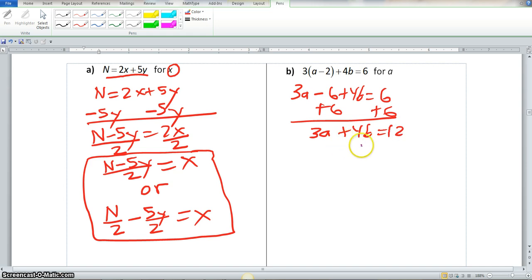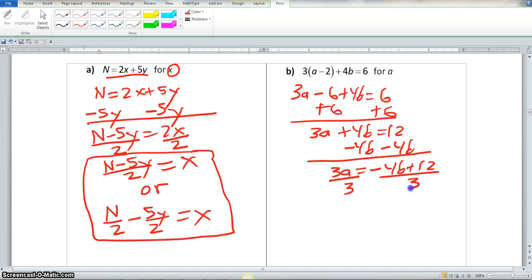Now again, we're trying to get a by itself. So we would subtract 4b on both sides. So we would have 3a is equal to negative 4b plus 12. Now we would divide each side by 3. And we have a is equal to negative 4b plus 12 all over 3.